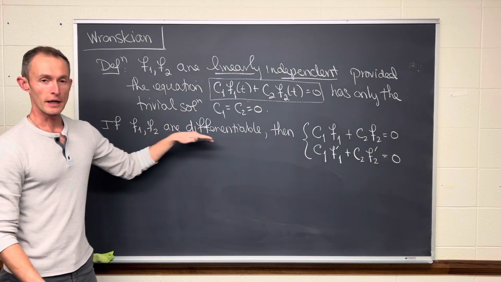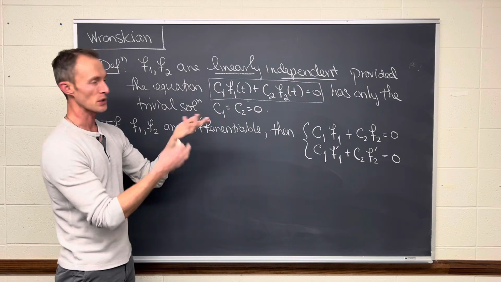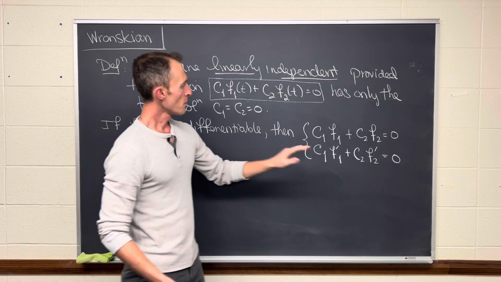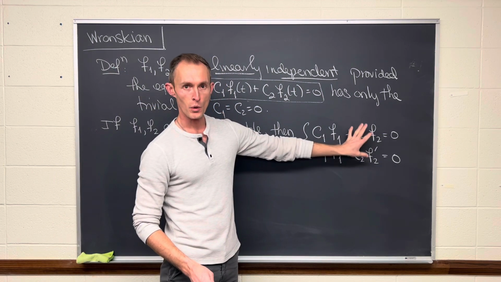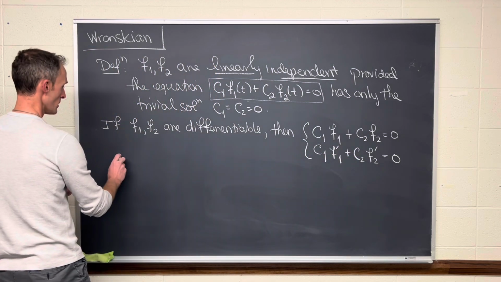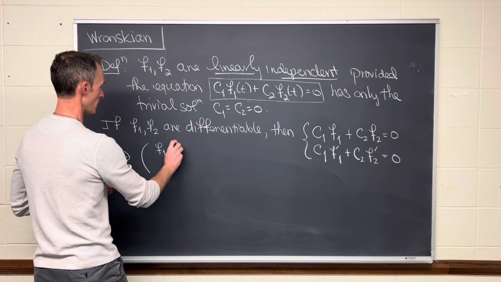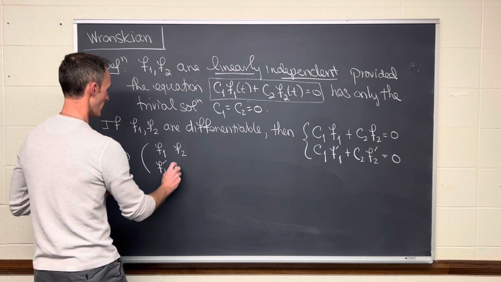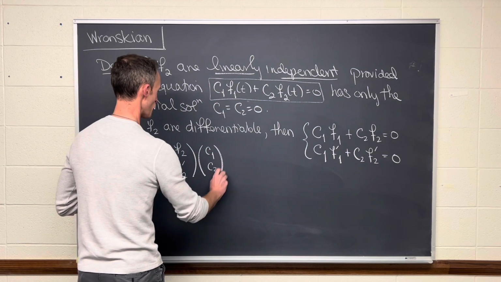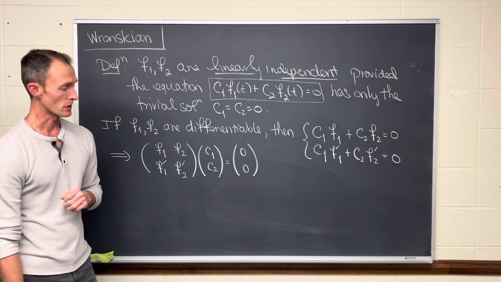Again, that's if f1 and f2 are differentiable. We're doing this in the context of ODEs, and so if f1 and f2 are solutions to an ODE, then they're going to be differentiable by definition. But now I can see this as a system of equations in the variables c1 and c2, so I can write a matrix equation based on this. I can write this as some matrix, given by f1, f2, f1 prime, f2 prime, times c1, c2 equals 0, 0, just as a matrix vector equation.